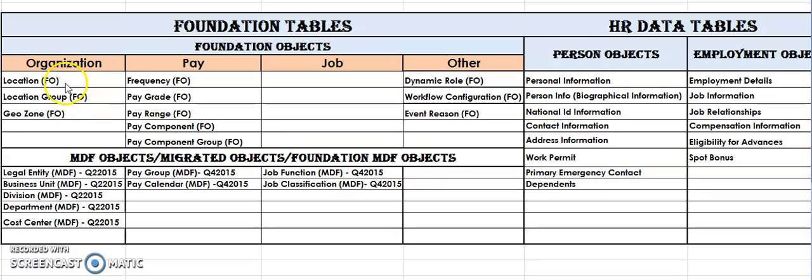For example, location can be Hyderabad, Bangalore, Chennai, Mumbai. These four or five areas are where this company is present. The location group can be India, China, Pakistan, and the geo zone can be Asia Pacific, America region, European Union, etc. So I think you understood the difference between location group and geo zone.